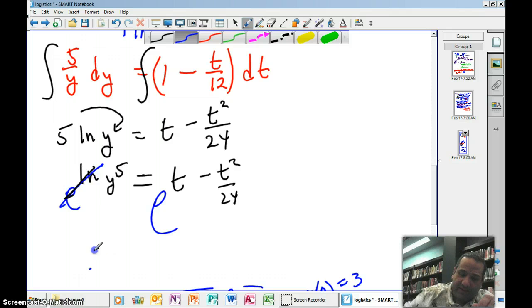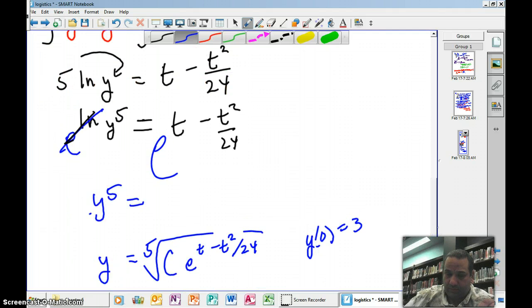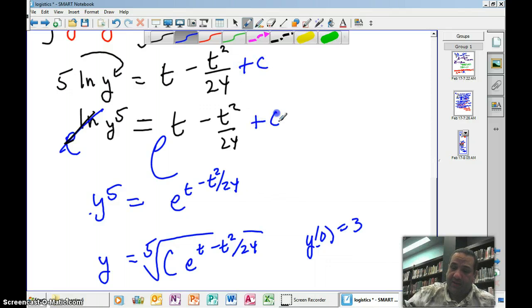So I get y to the 5th is equal to e to the t minus t squared over 24. But now, when you have a constant and you raise it to e, because we had a constant plus c here, e to the c, they just say is c. So this is what happens when you e both sides after an integral, all the time. And now, just to find y, I take the 5th root of this ugly thing.